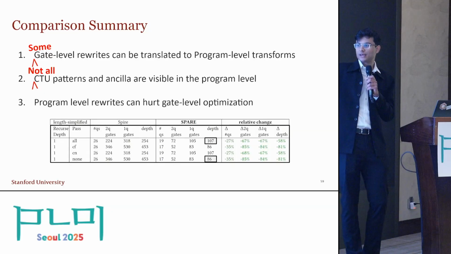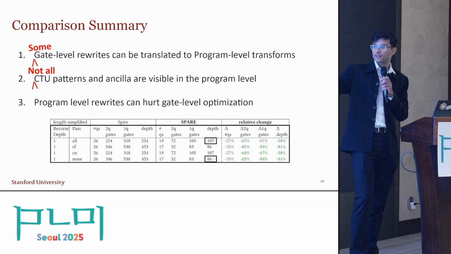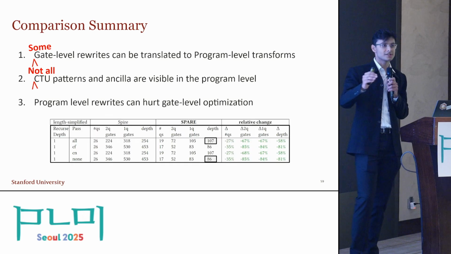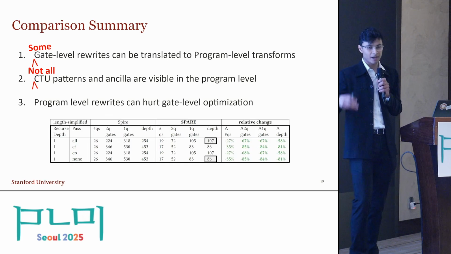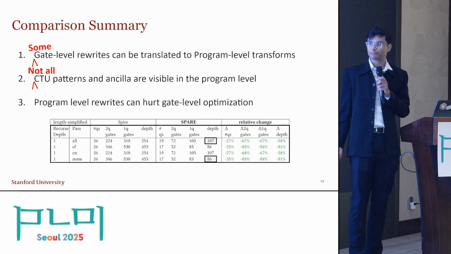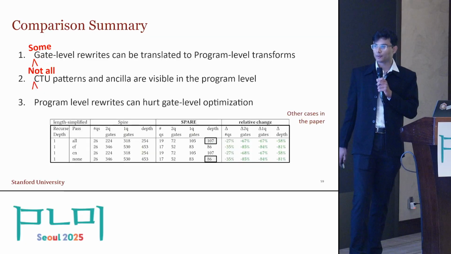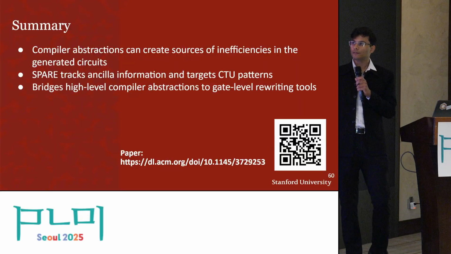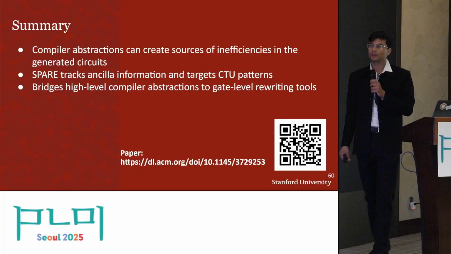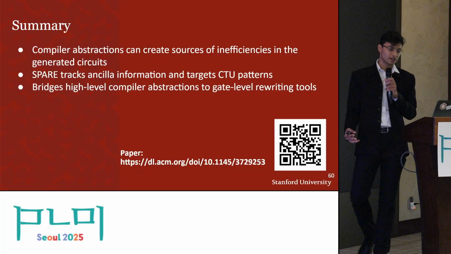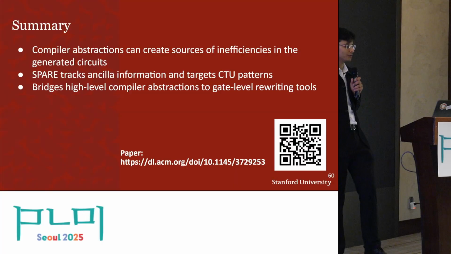And that can be seen by depth, in the depth of the circuit after Spire is applied onto the circuit generated from the Spire compilation process for the same Tower program. There are more cases in the paper of the overall ablation studies that we were playing around with. Overall, we find that these compiler abstractions can create sources of inefficiencies in the circuit design or the final program you're going to be working with.